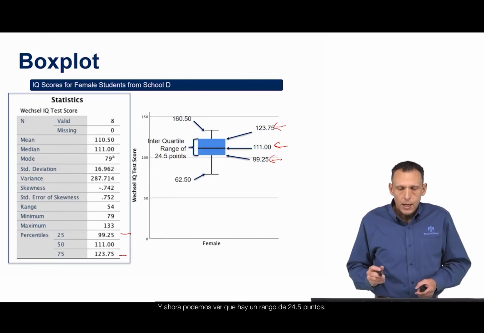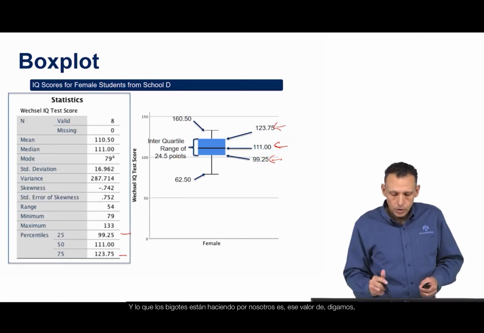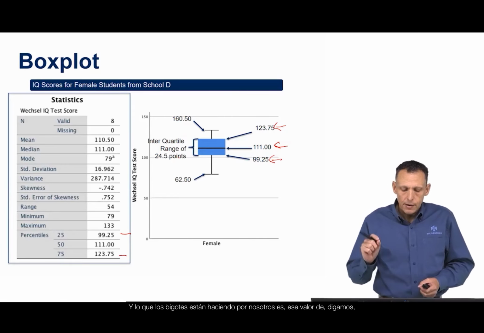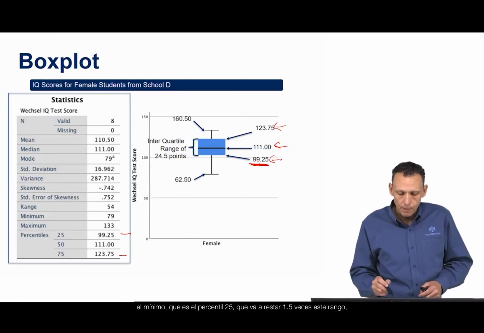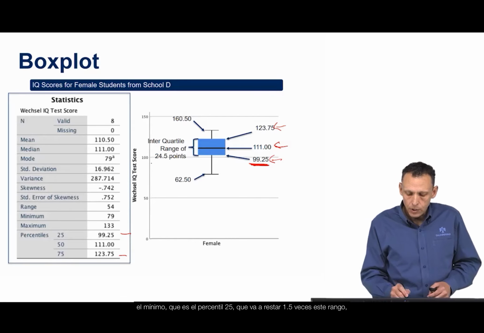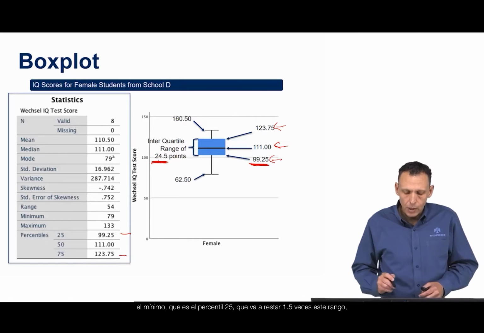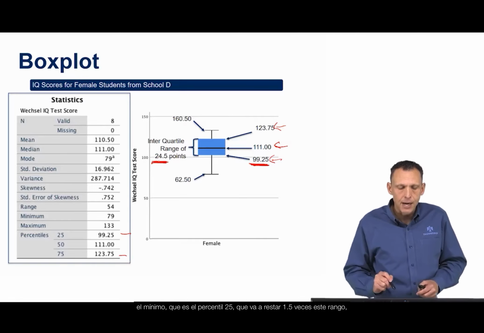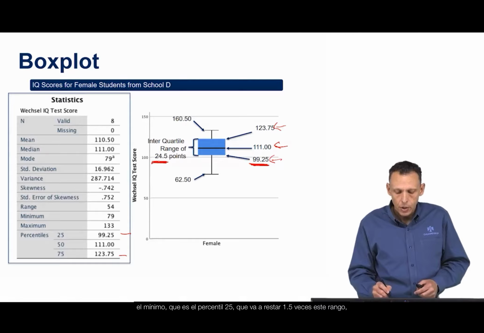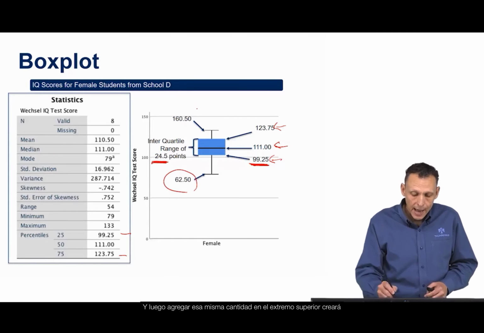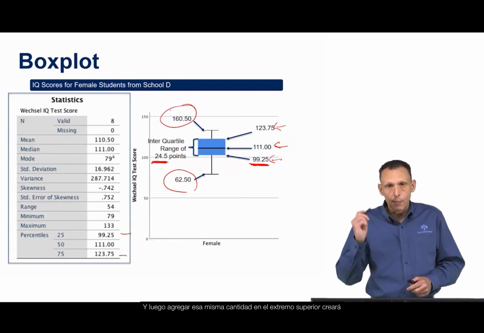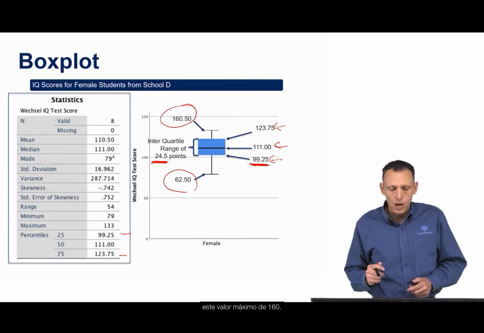0.5 points. And what the whiskers are doing for us is that value of, say, the minimum, which is the 25th percentile, subtracting 1.5 times this range, will give us this value here. And then adding that same amount on the upper end will create this very top value of 160.